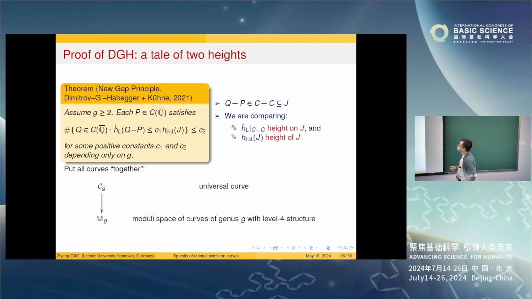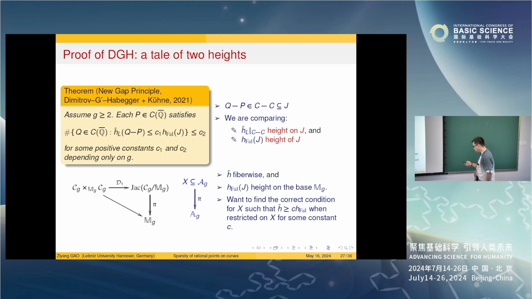This is a quick summary of the proof. The proof has 2 steps. We want to compare 2 heights. So if you look at this result, here is a height on the Jacobian. Here is the height of the Jacobian. We want to compare the 2 heights. And we put everything together into a family. A priori, there's no reason that a height defined fiber-wise here and a height defined completely on the base can be compared. A priori, there's no reason for that.